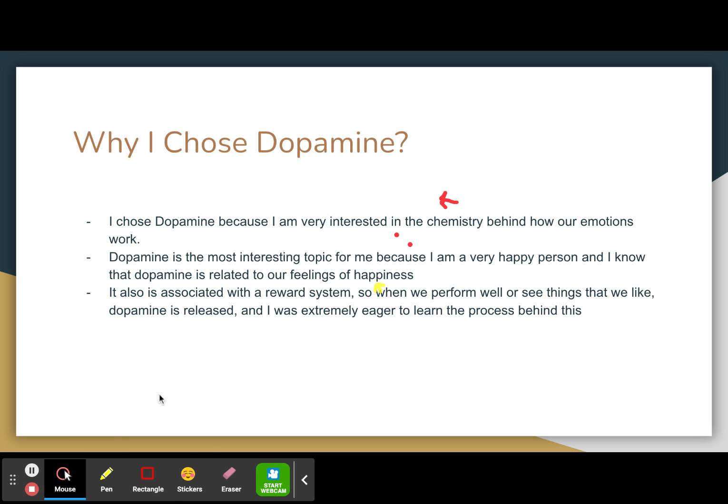I chose dopamine because I am very interested in the chemistry behind how our emotions work. And dopamine is the most interesting topic for me because I'm a very happy person, and I know that dopamine is related to our feelings of happiness. It is also associated with a reward system. So when we perform well or see things that we like, dopamine is released. And I was extremely eager to learn the process behind this.